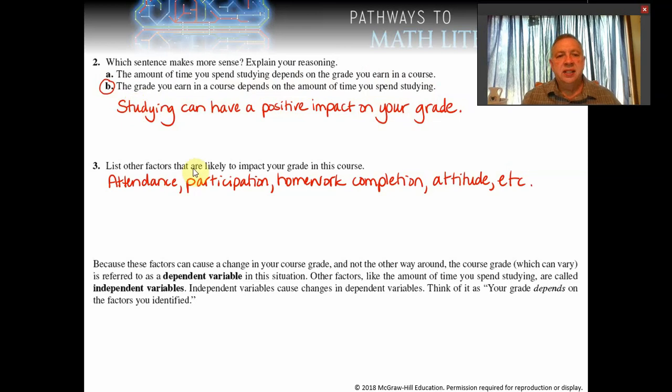Okay? List other factors that are likely to impact your grade in the course: attendance, participation, homework completion, attitude. So your grade is the dependent variable. These are the independent things that are either going to happen or not. They're independent, and then your grade depends on them. Because these factors can cause a change in your course grade and not the other way around. The course grade, which can vary, is referred to as a dependent variable. Other factors like the amount of time you spend studying are called independent variables. Independent variables cause changes in dependent variables. Think of it as your grade depends on the factors you identified.